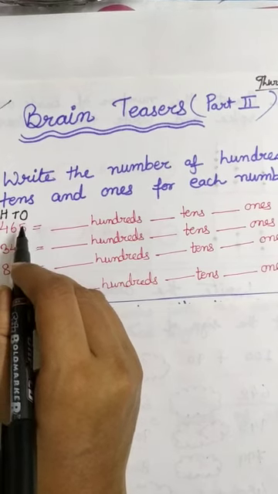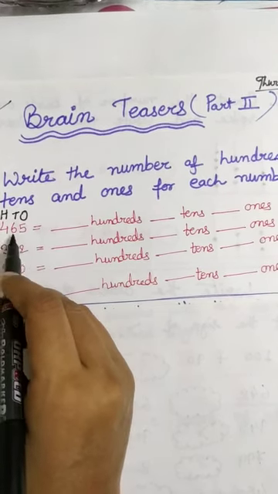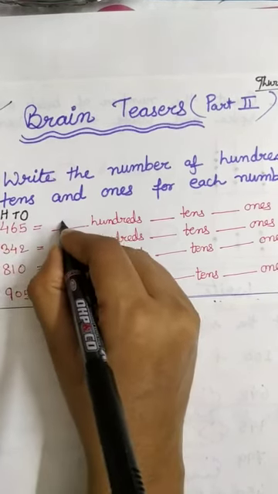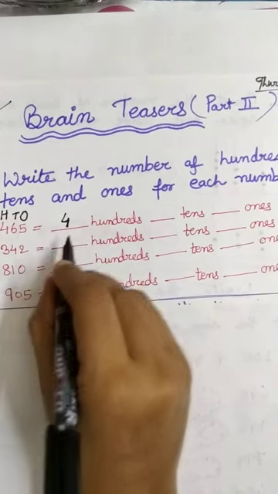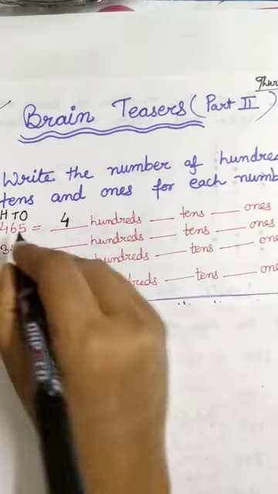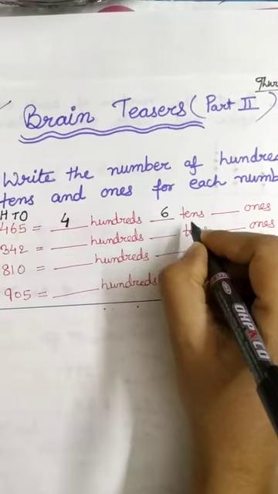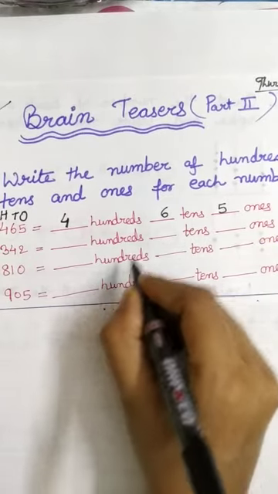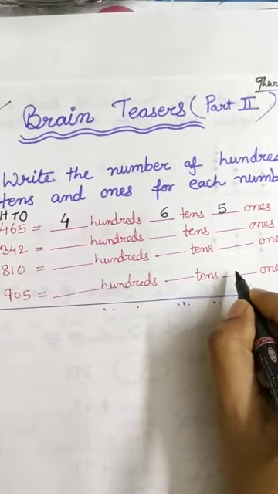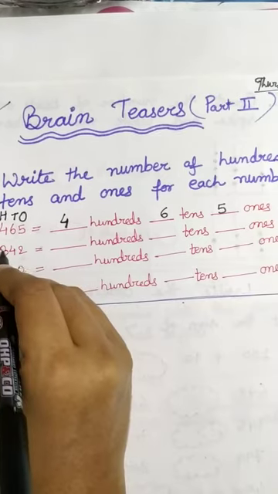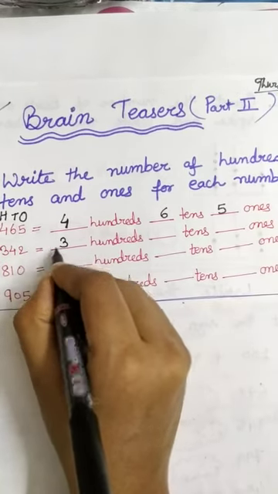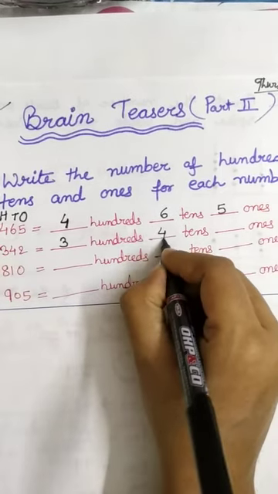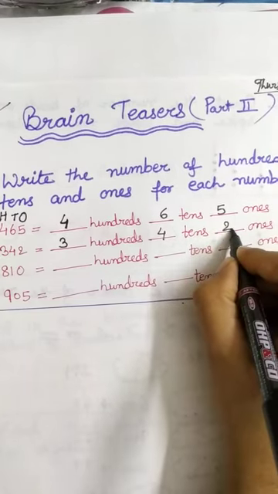My children have already completed this. 465. So let us do a quick revision. 4 you will write like this: 4 hundreds, then the middle one 6 tens, and 5 ones. Clear? Very easy it would be. May I do the next one also? Let's do 3 hundreds, 4 tens, and 2 ones.